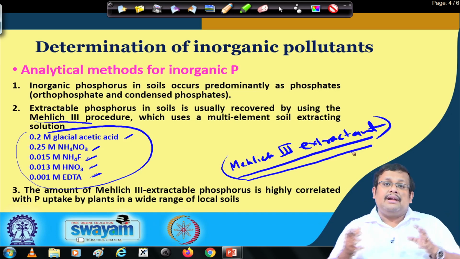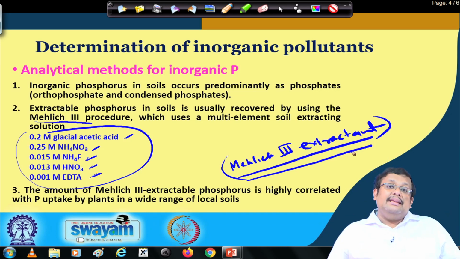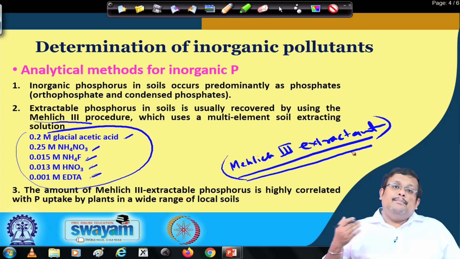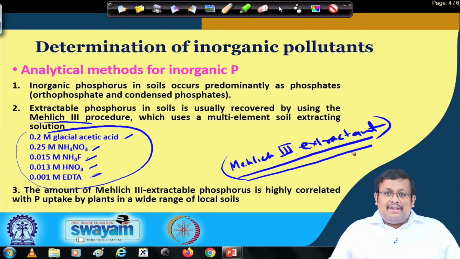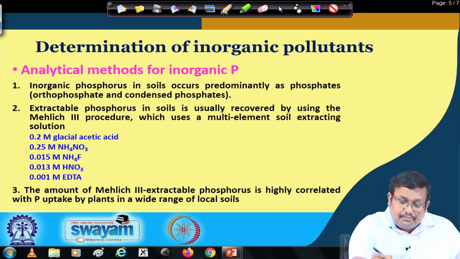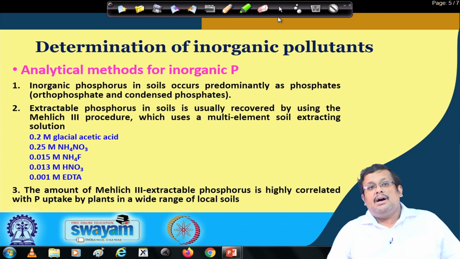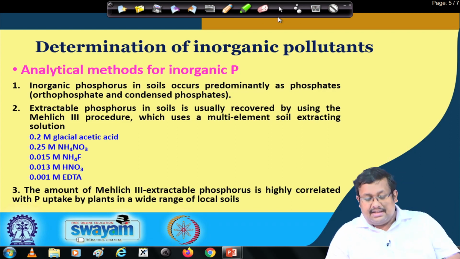Now, the amount of Mehlich III extractable phosphorus. So, let us again come back to phosphorus. The amount of Mehlich III extractable phosphorus is highly correlated with the phosphorus uptake by plants in a wide range of local soils. So, the Mehlich III extractable phosphates basically encompass the plant available phosphorus. So, for soil fertility based measurements also, people generally go for this Mehlich 3 extraction. This is the Mehlich 3 extraction method.